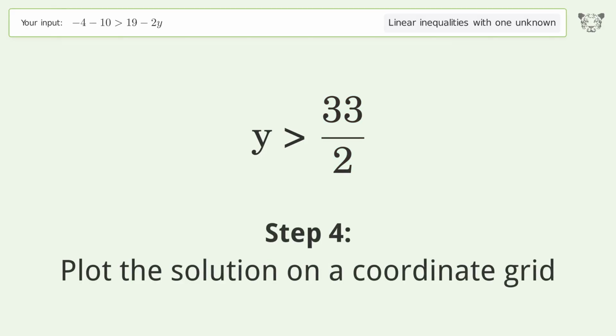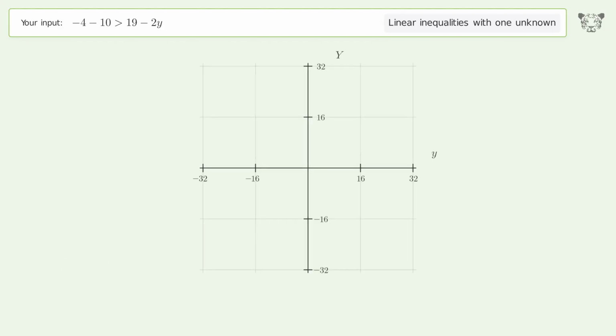Plot the solution on a coordinate grid. And so the final result is y greater than 33 over 2 greater than 161 over 2.